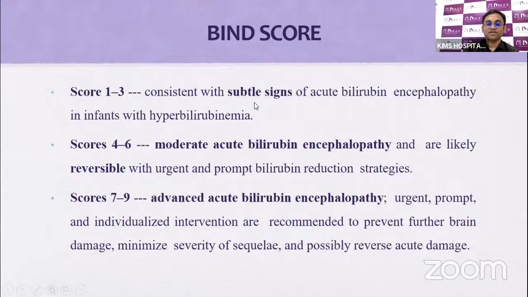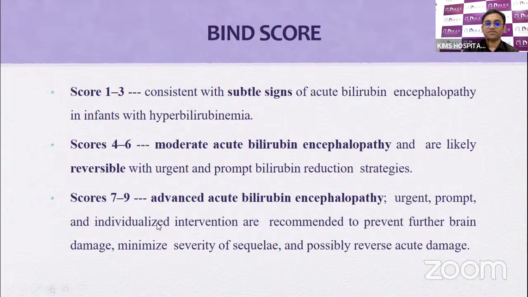A score of 1 to 3 is called mild bilirubin encephalopathy, where there are subtle signs, and this usually is reversible with treatment when you control the bilirubin levels. A score of 4 to 6 is moderate acute bilirubin encephalopathy, where the neurological function is still reversible with early, urgent, and prompt bilirubin reduction strategies like intensive phototherapy and exchange transfusion.